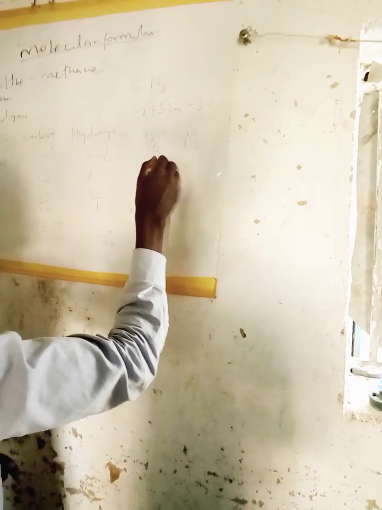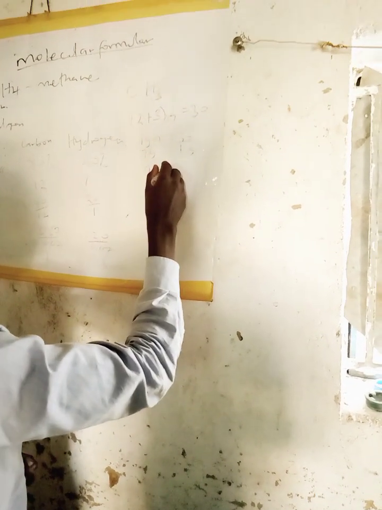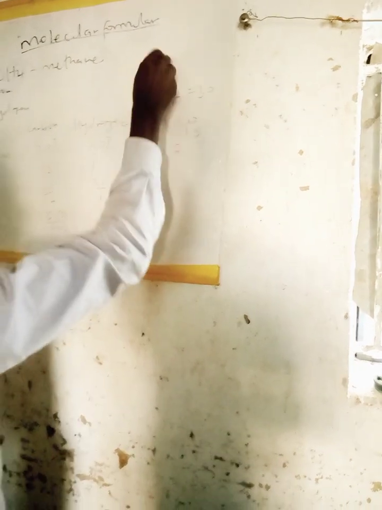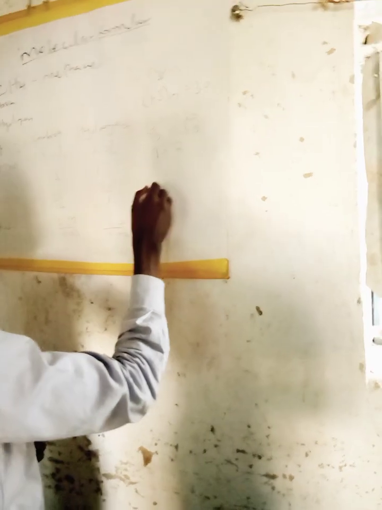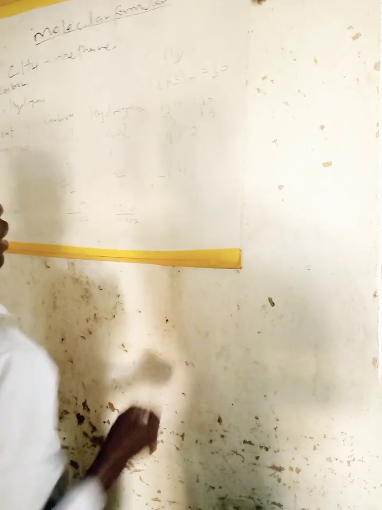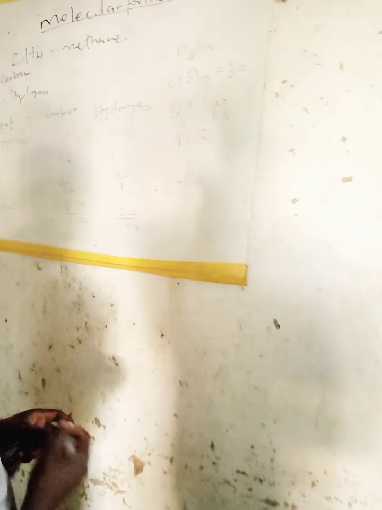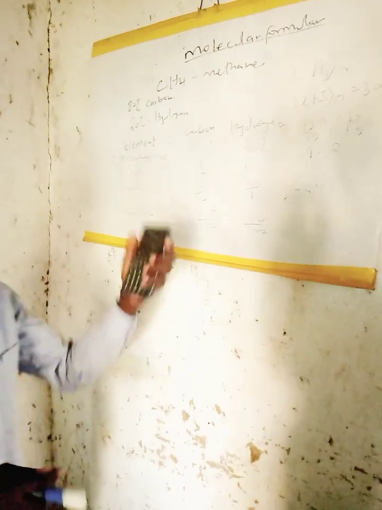So n is equal to 2. It means that when you multiply both sides in the bracket by 2, we get C2H6. So this one is ethane. That is the molecular formula of ethane.